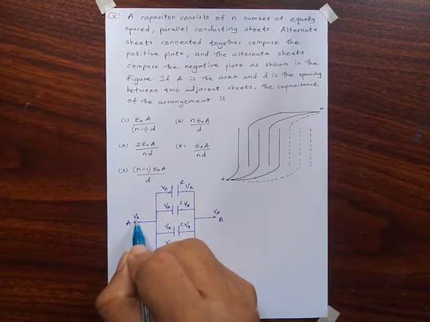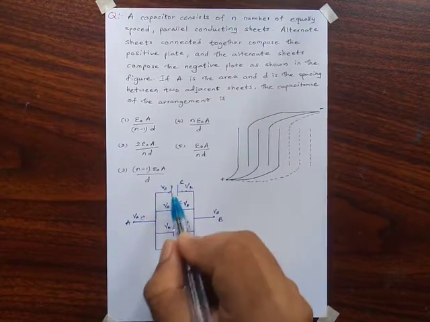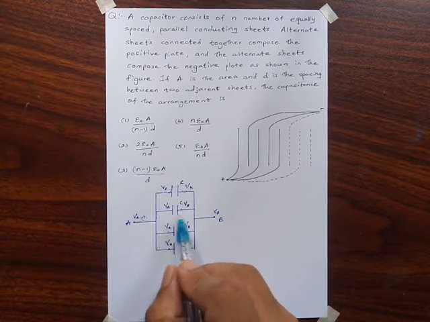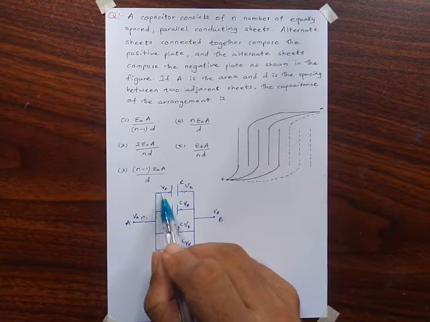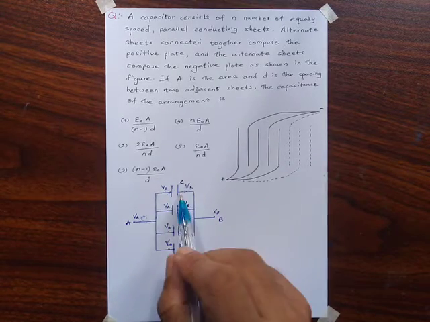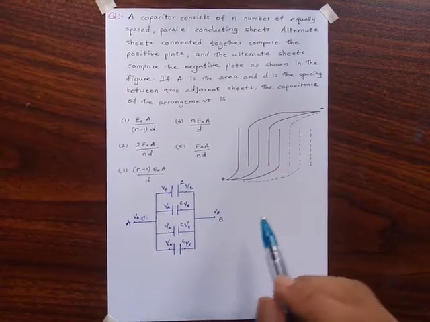If I consider VA is larger, like the positive side, then this is VA minus VB, right? Each has the same potential difference, and we can see each has one side at the same potential and the other side at the same potential. Okay, now we'll come to the actual problem.